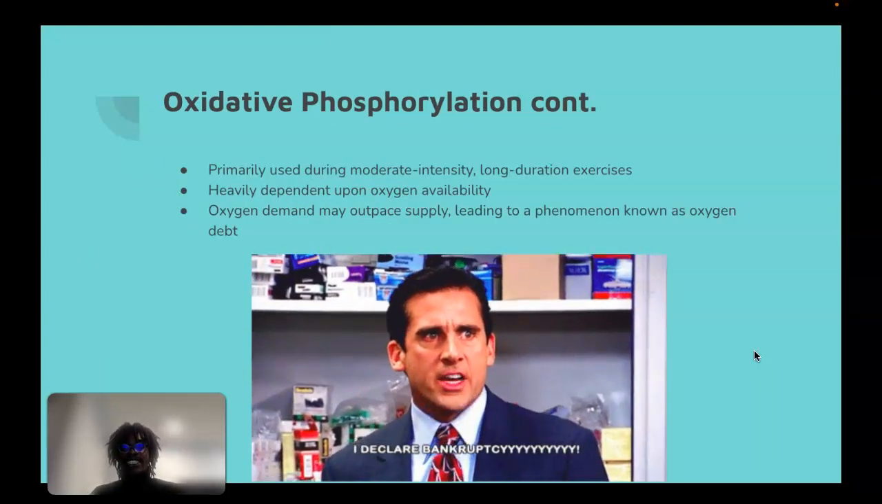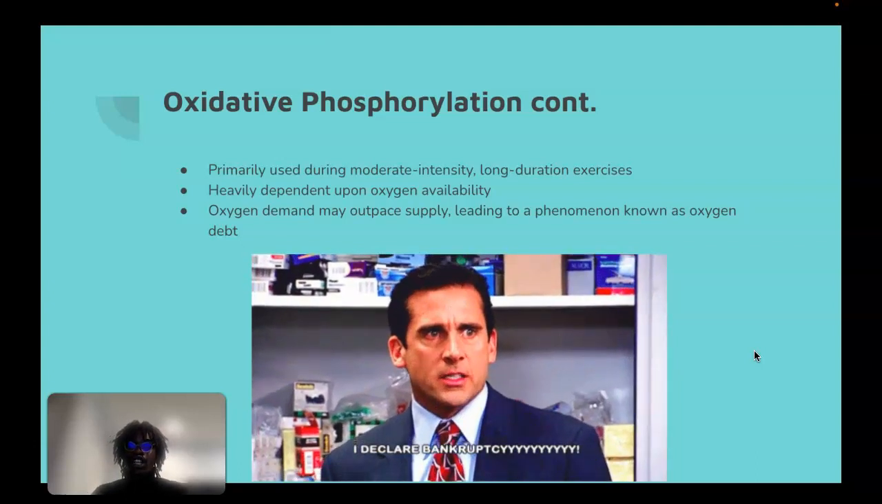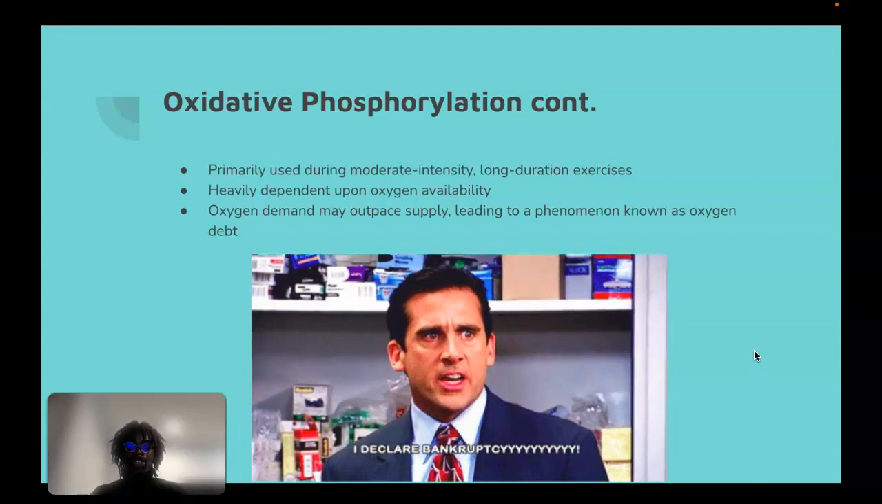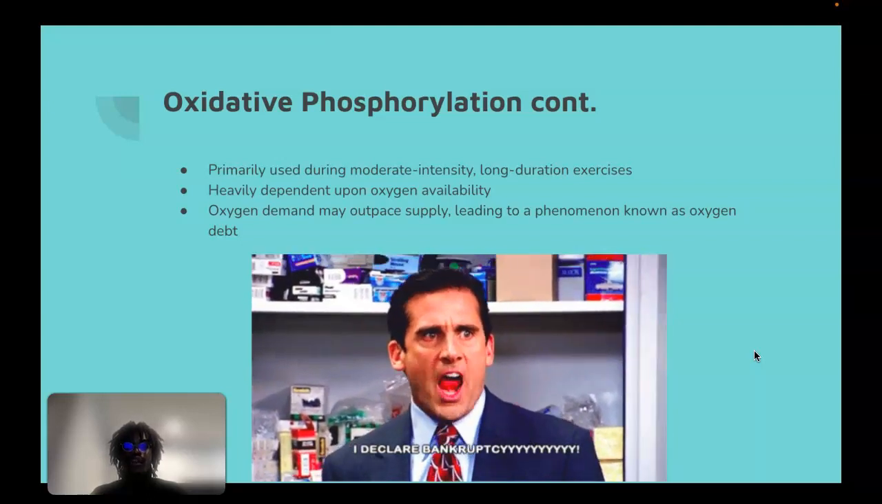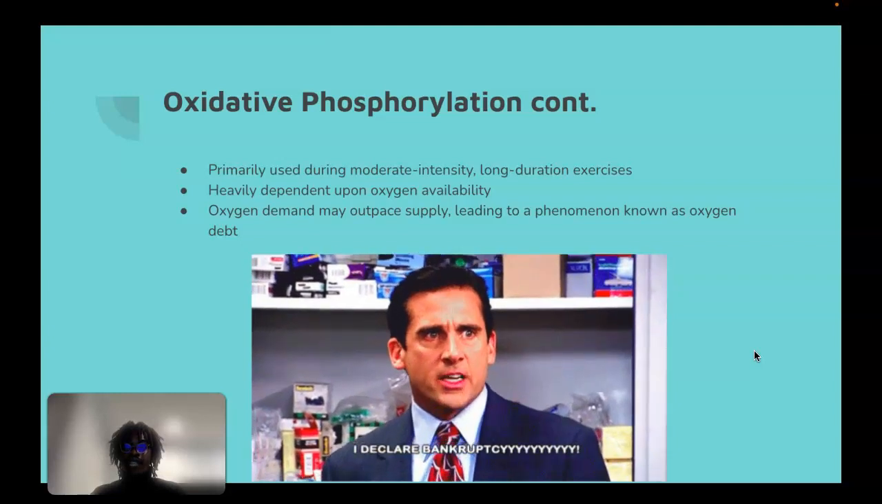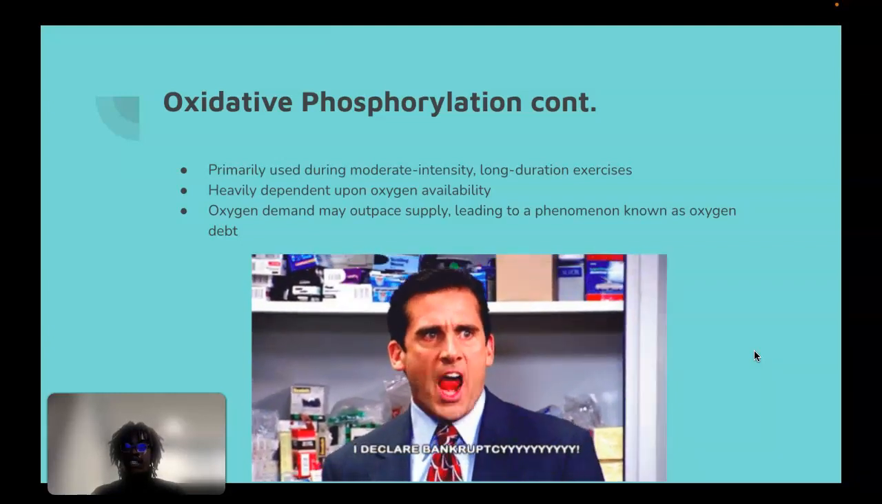Oxidative phosphorylation shines during moderate, long-duration exercises, where a steady supply of ATP is crucial for endurance. The reliance on this pathway becomes more prominent as exercise duration increases.